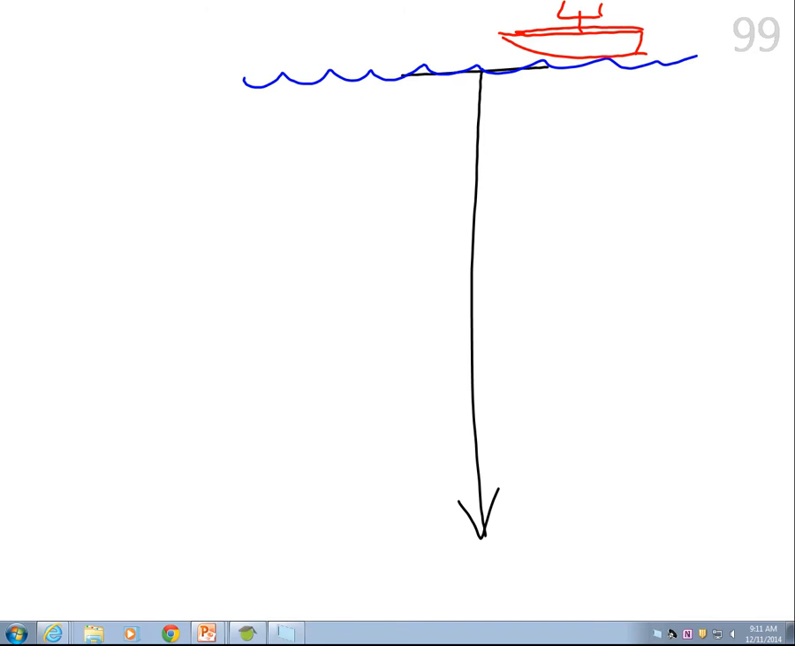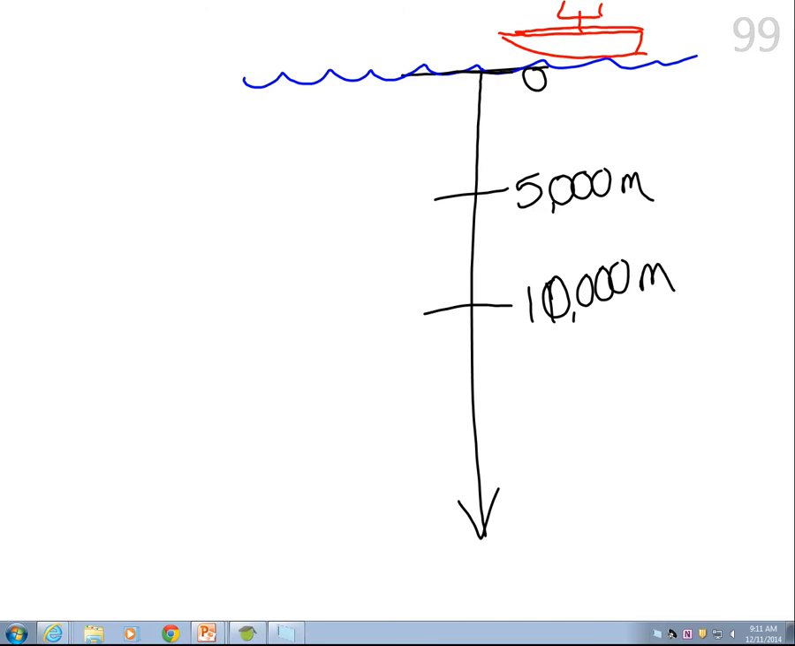Okay, so here's a boat at sea level. This is going to be at zero deep. Then we go, I don't know, 500 or 5,000, 10,000 meters. Then we'd have about, this is going to be 11,000 meters. But the thing is, this is going to be a negative because it's below sea level. Okay?